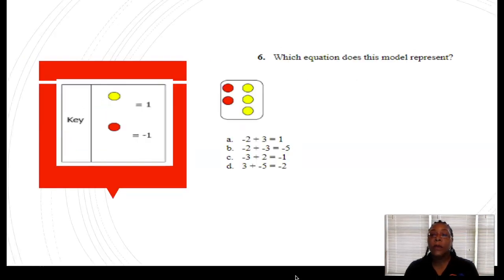Perfect. So which equation does the model represent? Again, always paying attention to your key. Your key is right here to your left. Positive is equal to 1. Yellow is equal to 1. Red is equal to negative 1. So it represents a negative 2 plus a positive 3. And I have the 0 pair here. I have a 0 pair here. And what will be left on my mat is a positive 1. Good job.